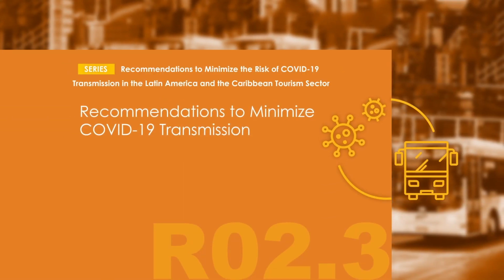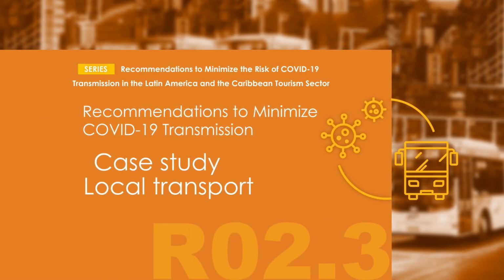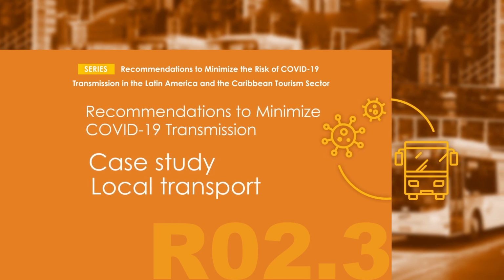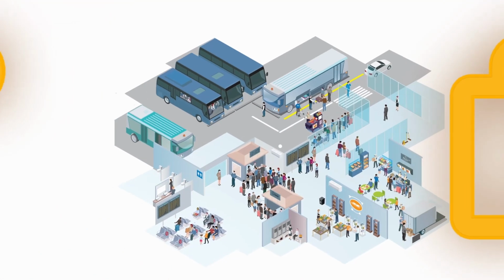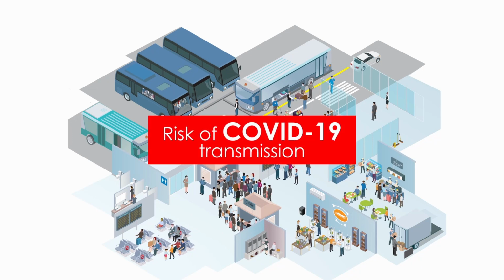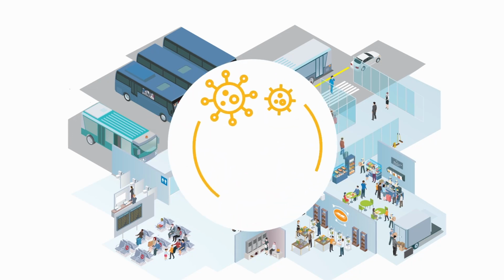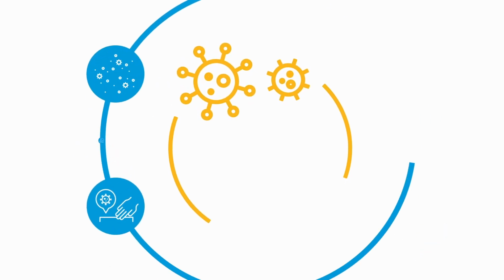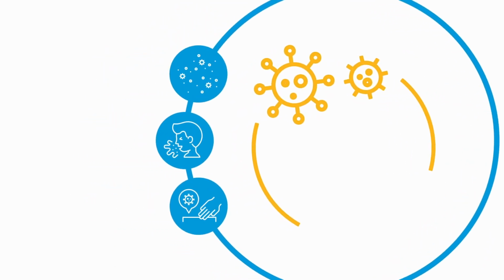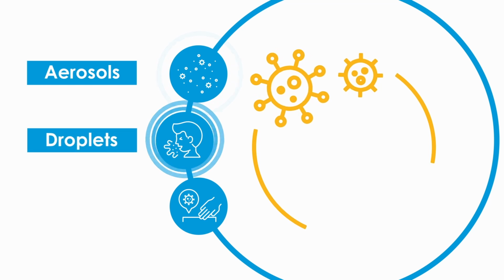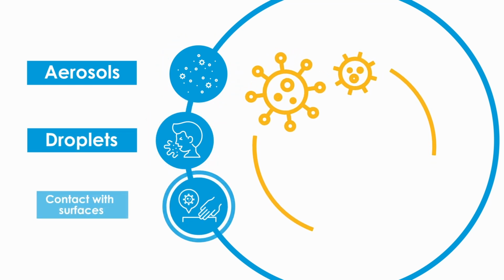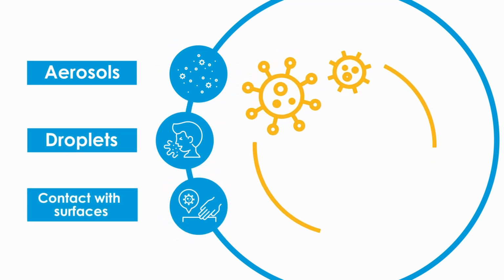Recommendations to minimize COVID-19 transmission. Case study, local transport. In this video, we will show you how to assess and manage the risk of COVID-19 transmission in local transport. The COVID-19 virus is transmitted via 3 routes, essentially through aerosols, droplets, and to a lesser extent through contact with contaminated surfaces.